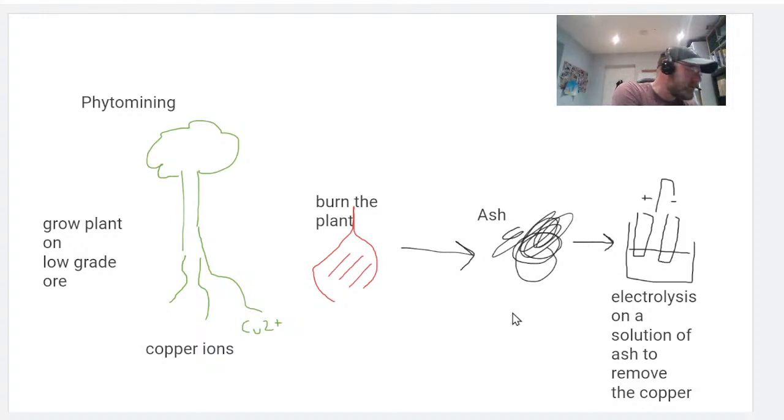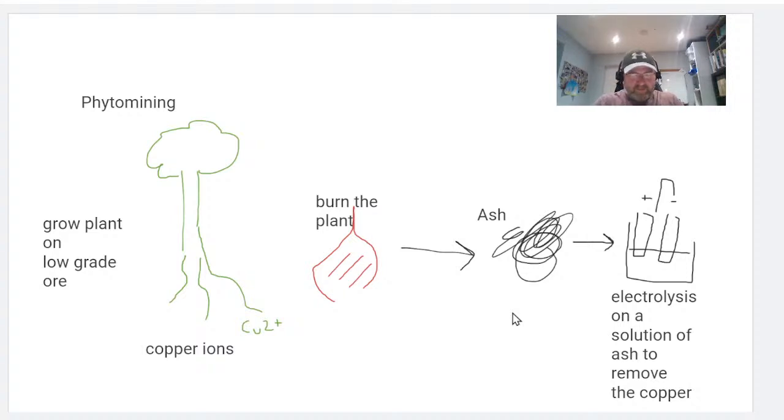Not sure if phytomining is in OCR. I don't know where my OCR book is right now. What's my OCR book? That's my Edexcel. Oh, I can't locate it. Oh, there it is. Yeah, you've got to know phytomining and bioleaching.